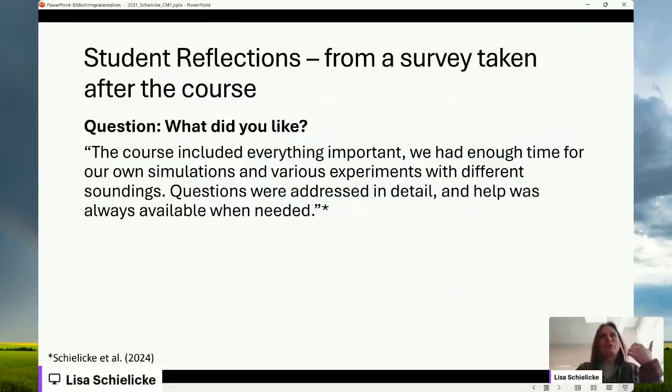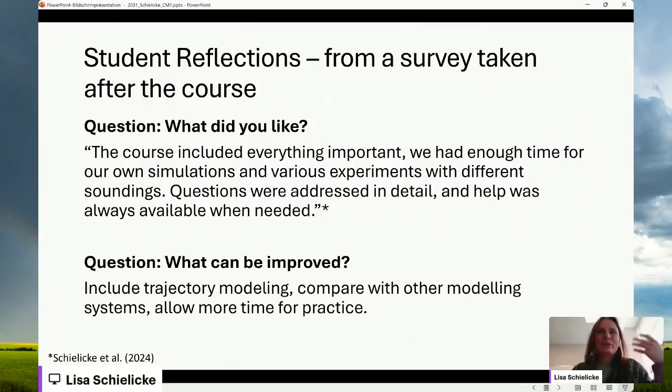I also asked them what they liked. One student said, for example, the course included everything important. We had enough time for our own simulations and various experiments with different soundings. Questions were addressed in detail and help was always available when needed.